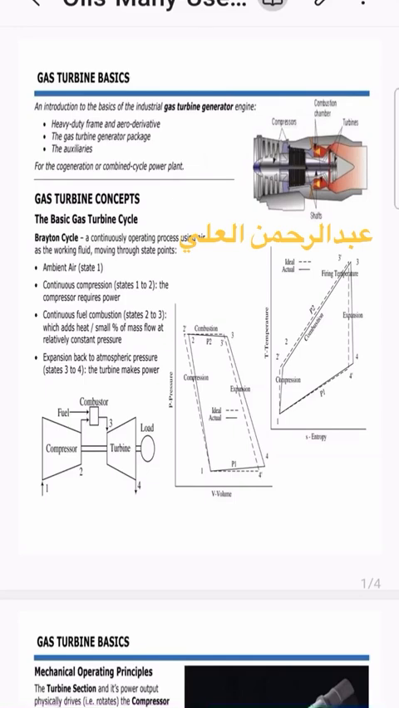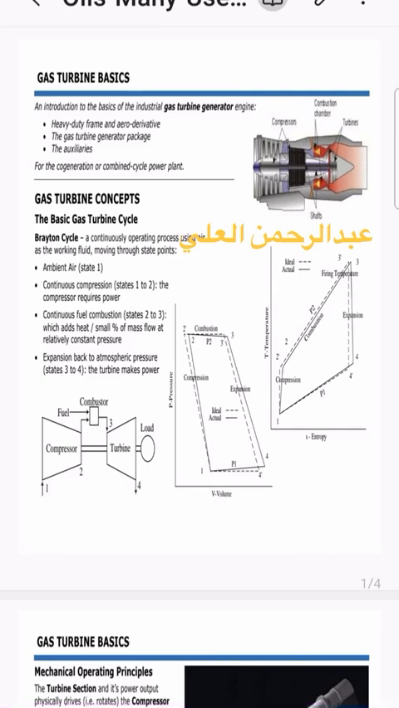Today, inshallah, I'm going to explain a little bit about the gas turbine basics, an introduction to the basics of the industrial gas turbine generator engine. We have three categories: heavy duty frame and aeroderivative, and we have the gas turbine generator package, and we have the auxiliaries for the cogeneration or combined cycle power plant.